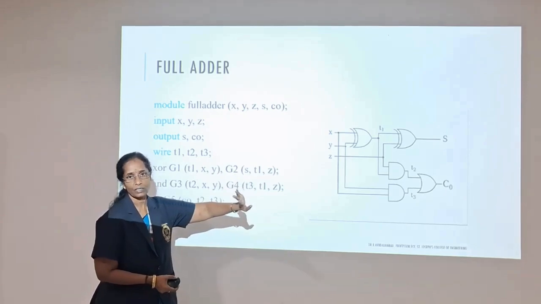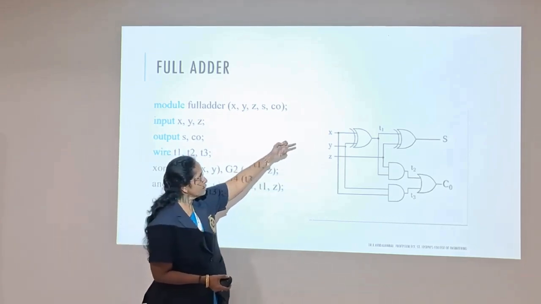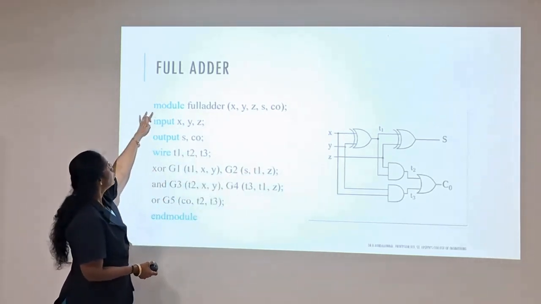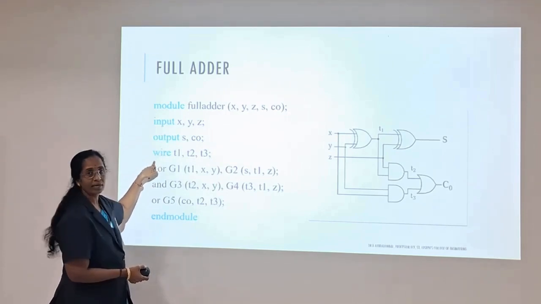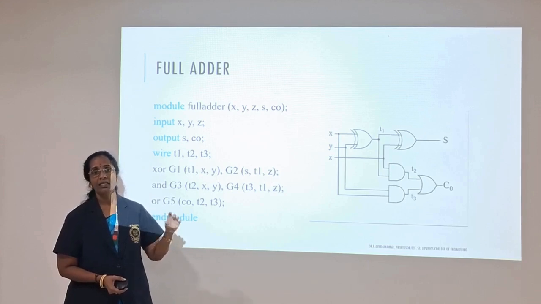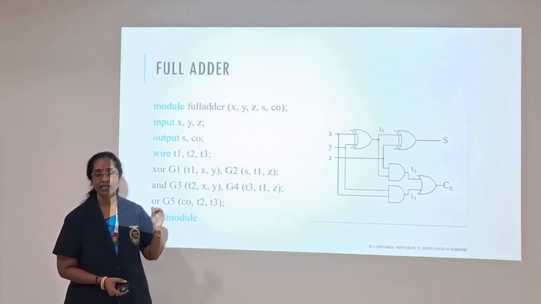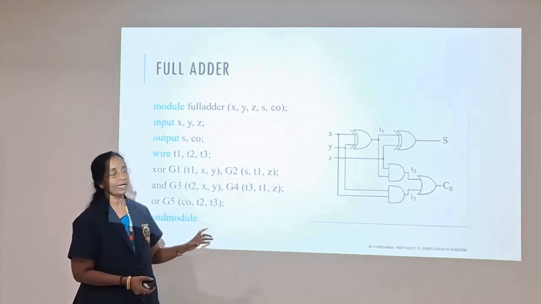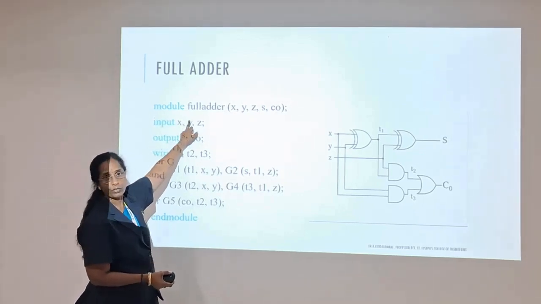So this is our circuit. For assumption, I have taken X, Y, Z as the inputs. Whatever is described in this blue color indicates the keywords used in the Verilog code. In that, the very important thing is a module.